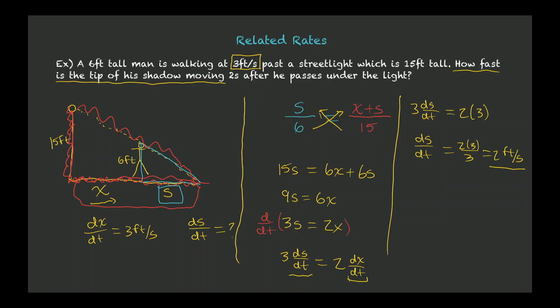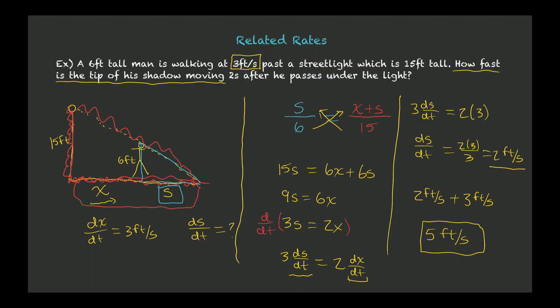So actually, for how fast the shadow is moving, we have to add these two things together, because the shadow is growing at 2 feet per second, plus it's moving at 3 feet per second because it's moving with the person that's casting the shadow. So we end up with a total of 5 feet per second.